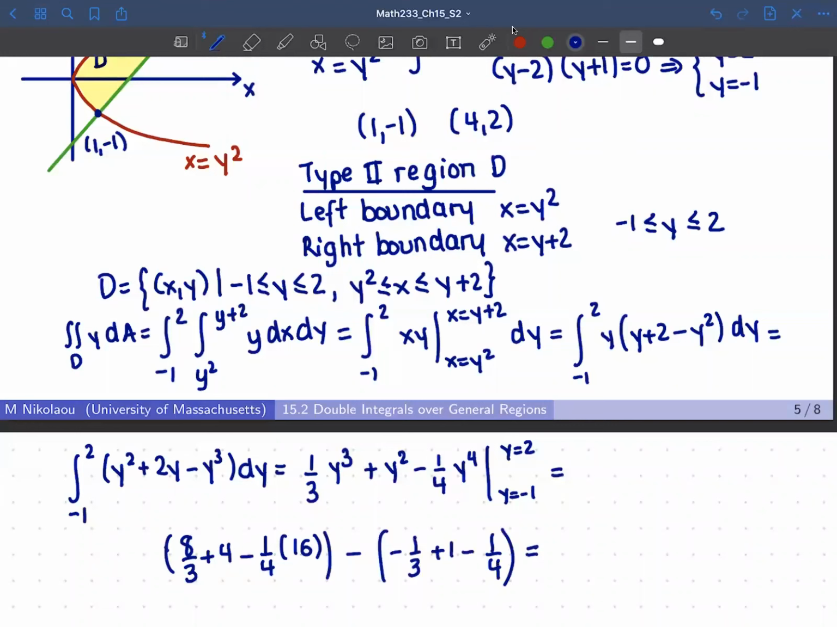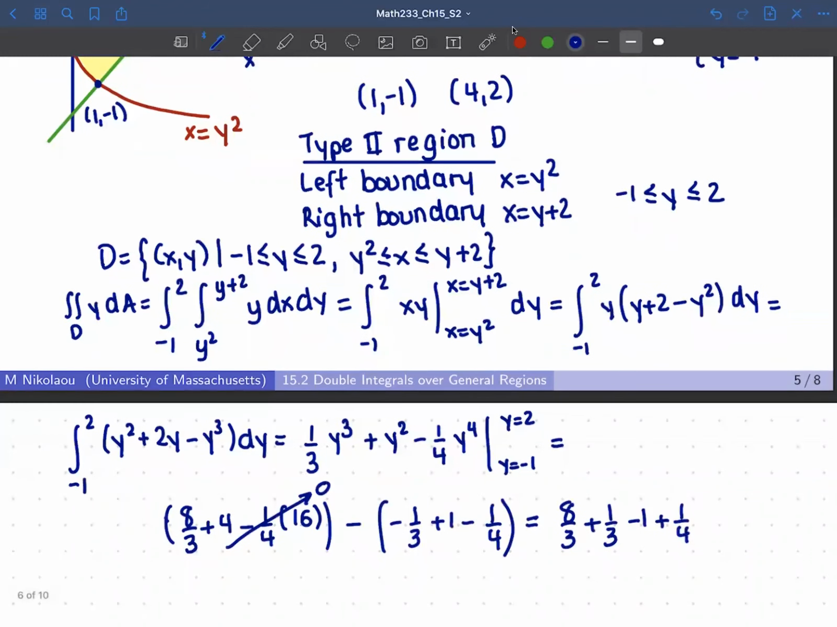So this is equal, from the first parenthesis, we'll have 4 minus 1/4 times 16. So this is 4 minus 4, which is equal to 0. So we have just 8/3, and then plus 1/3, and then minus 1, and then plus 1/4. So 8/3 plus 1/3 is 9/3. So this is equal to 3 minus 1 is 2, plus 1/4 will give us 9/4.